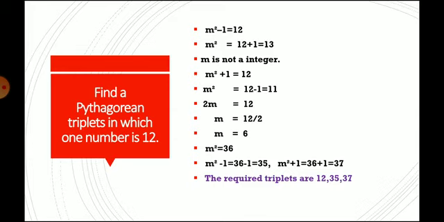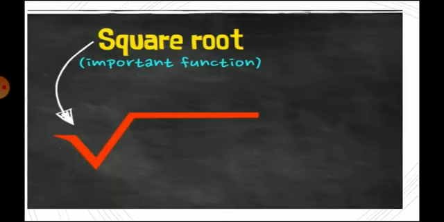Okay, so after that we just use the m square value in the Pythagorean triplets. So m square minus 1, so 36 minus 1, that is equal to 35. Then m square plus 1, so 36 plus 1, that is 37. So the required triplets are 12, 35 and 37.